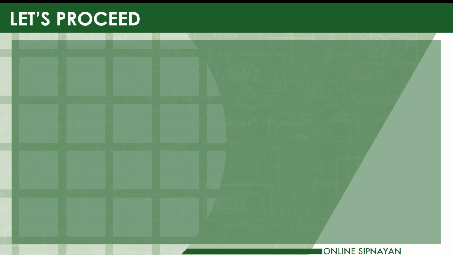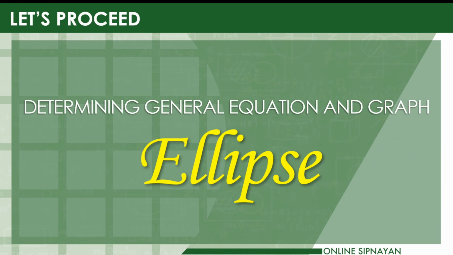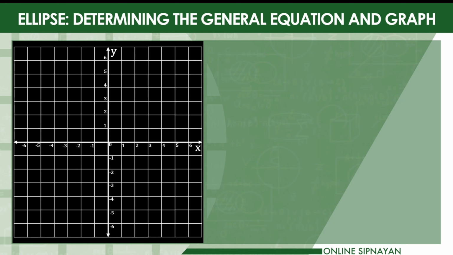Let's proceed to determining the general equation and graph of the ellipse. Example number 1, with the given equation (x minus 2) squared plus y squared over 16 is equal to 1. As you can see, this example has a vertical major axis since a is below y. You may see summary table case number 4 for this example. So the first thing we need to do is determine the center.